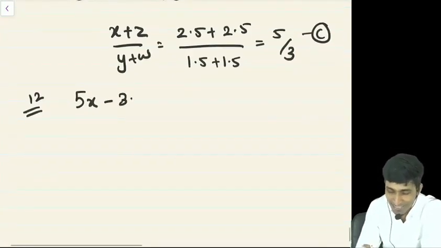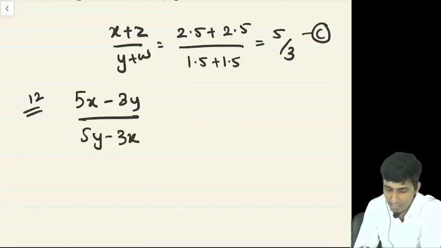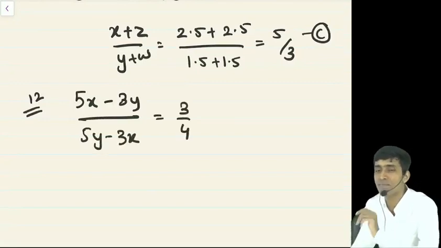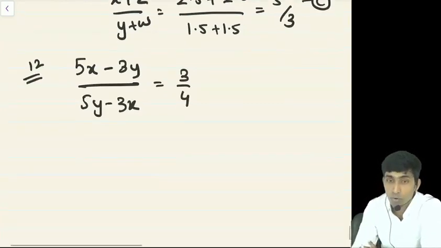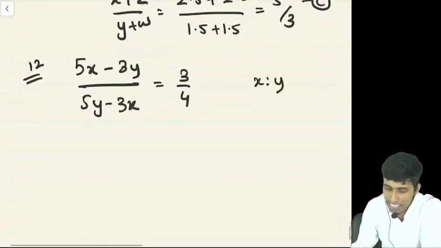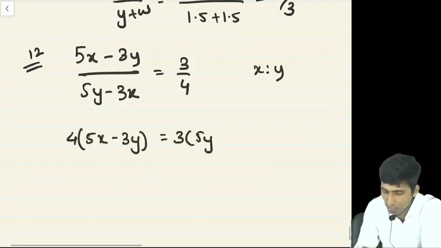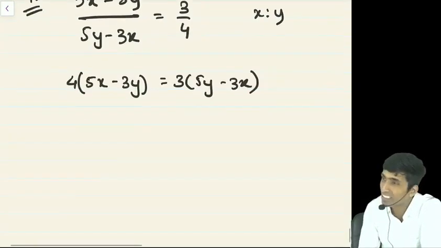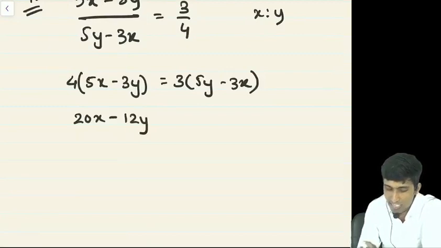5x minus 3y upon 5y minus 3x is equal to 3 by 4. Now, one minute. If you want, cross multiply. Not required, but let's solve by cross multiplying. What are they asking? X is to y means x by y. So if I cross multiply, 4 into 5x minus 3y is equal to 3 into 5y minus 3x. Correct, no? 4 5s are 20. 4 3s are 12. I hope this is clear.